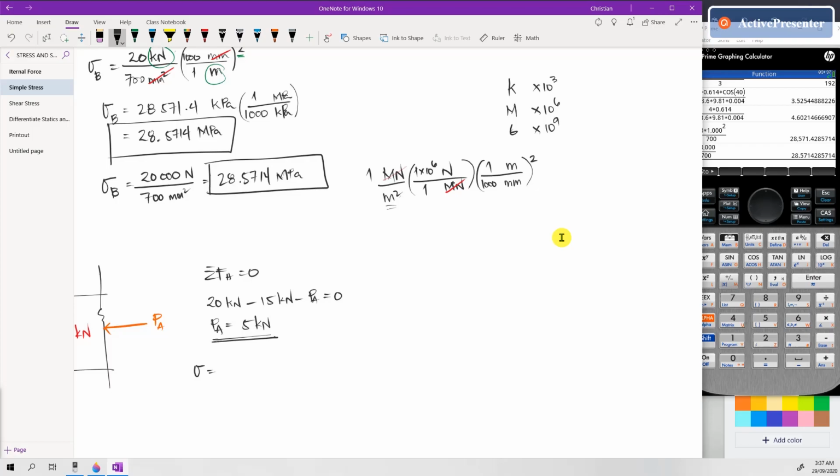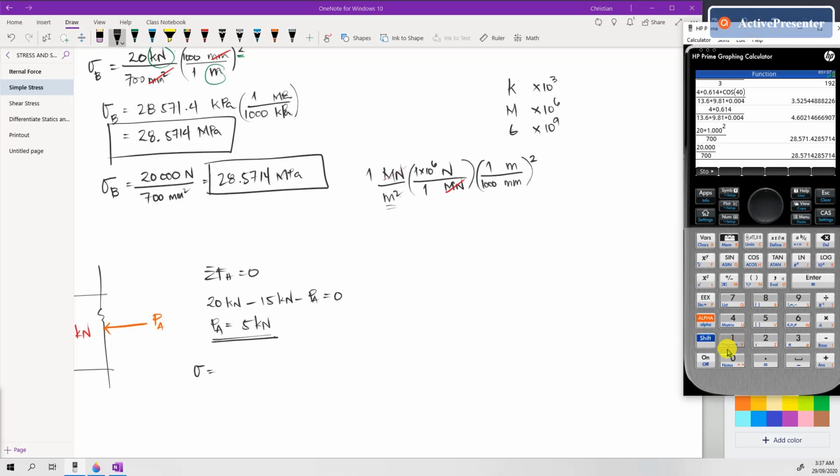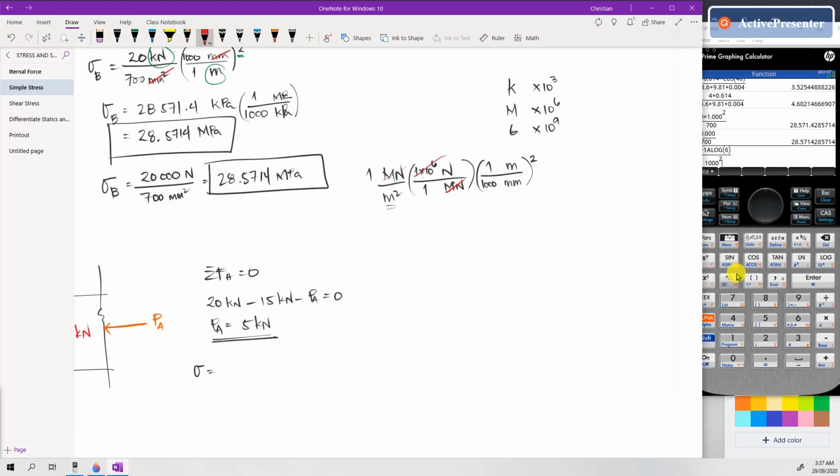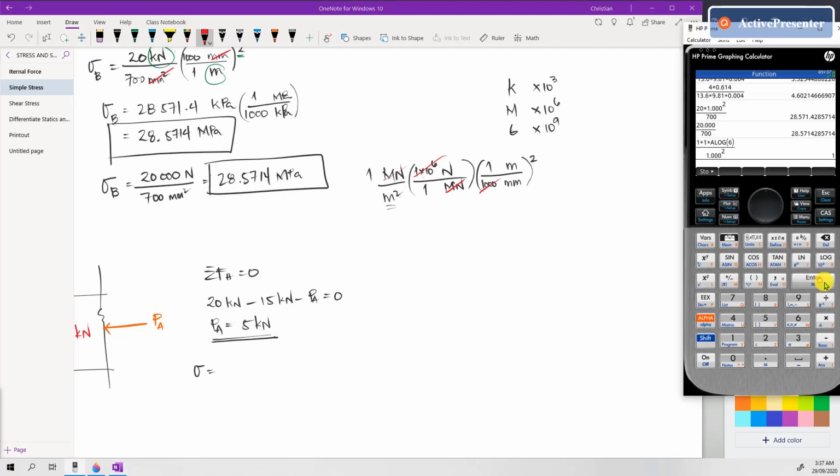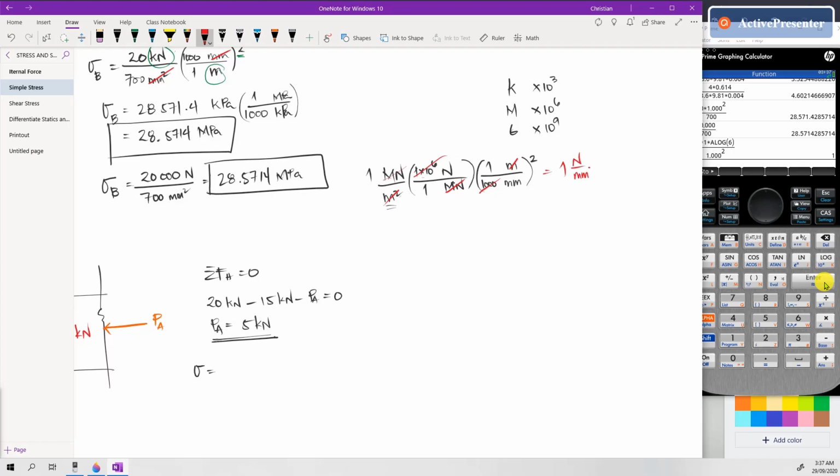Okay? So, kung i-solve natin yan, 1 times 10 raised to 6, okay, then divided by 1,000 squared. So, actually, equivalent naman to eh, 1 times 10 raised to 6 saka yung 1,000 squared. Okay. Yan. So, equal pa rin sa 1. So, that will be equal to 1. So, cancel yung meter squared. Then, 1 Newton per millimeter squared. Okay?